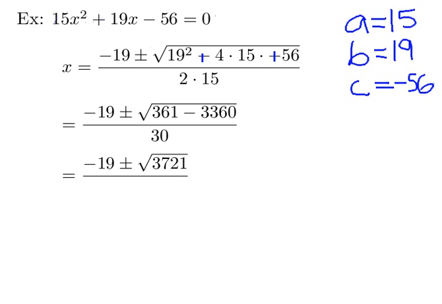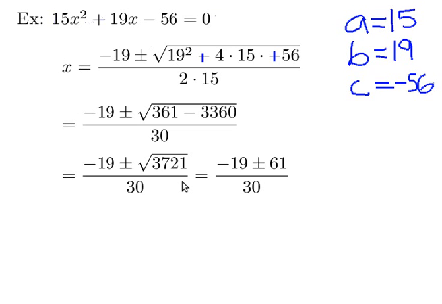Okay, and now you're going to be able to definitely see all this still over 30. Now you're definitely going to want to use a calculator, because I don't have a clue what the square root of 3721 is. I don't even know how you would do it by hand. It'd be a nightmare. So I'm going to go ahead and do this on the same line. So that means you'd have the fraction of negative 19 plus or minus. I put it in my calculator, and I get that is equal to 61 over 30.